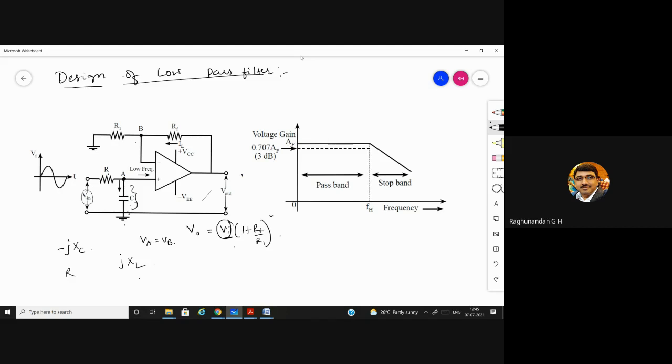So if you know this, the next step is to apply the voltage divider rule at this point and start substituting JXC, R, everything, and start simplifying. Find out VA and substitute in this equation. Afterwards, V naught by that VA gives you the gain, and that will be the final equation. Okay, so we can take it up in the next class, as we are having only 5 minutes. It takes some time to derive.